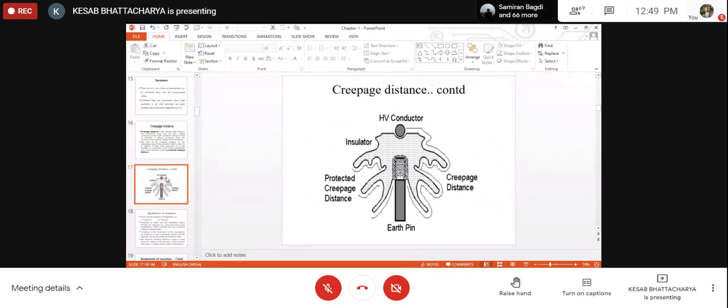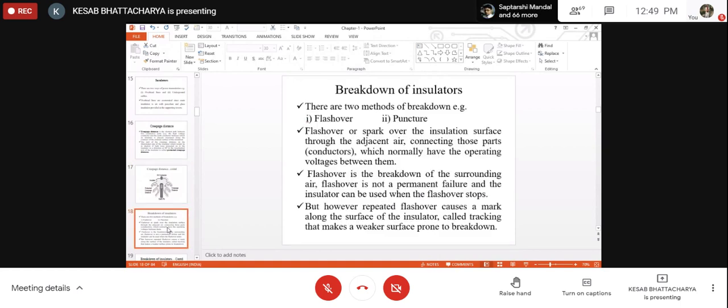This figure or this diagram we have already discussed. Next is breakdown of insulators. There are two types of breakdowns of insulators, or in other words, two types of failures of the insulator. One is flashover and the other is puncture.